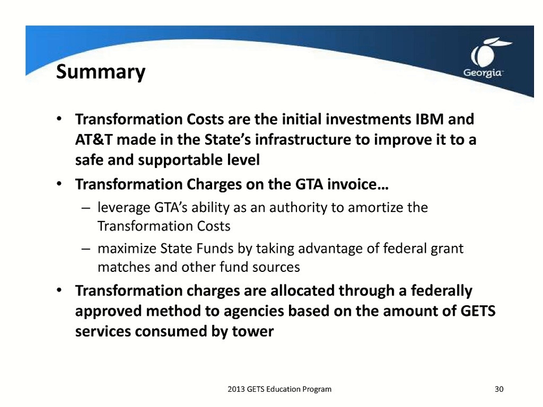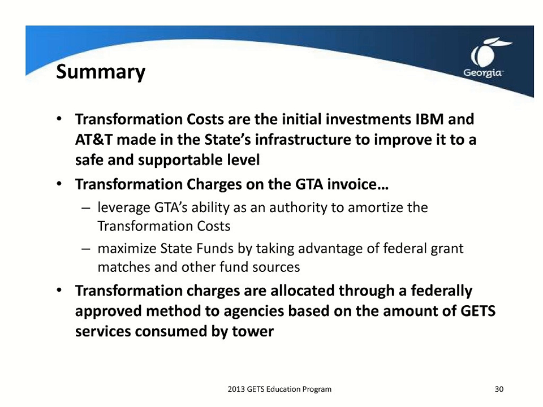So in summary, IBM and AT&T made investments into our IT infrastructure that we couldn't make. The transformation costs are the initial investments by IBM and AT&T to improve the state's infrastructure to a safe and supportable level.